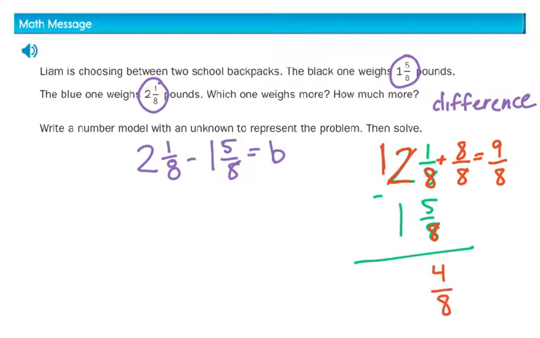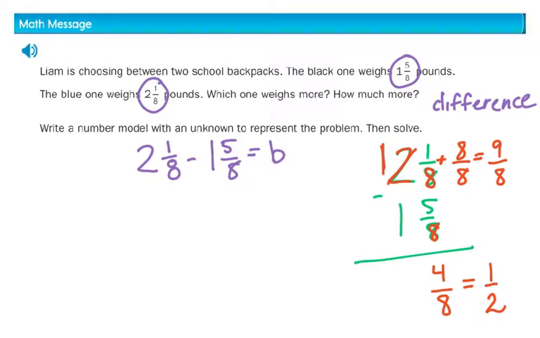And 1 minus 1 is 0. So 4/8 would be the same as saying 1/2. So if I said it weighed a 1/2 pound more, that would make more sense than saying 4/8, because that's just typically how we refer to fractions that are equal to a half.